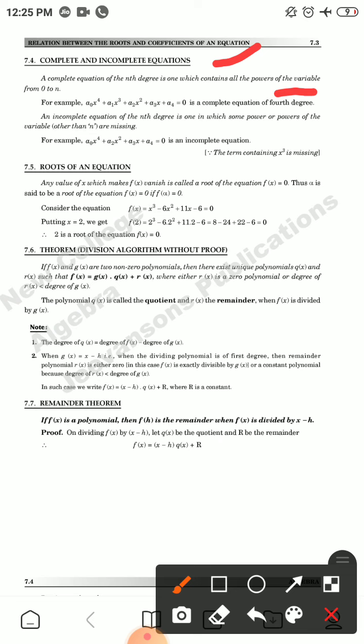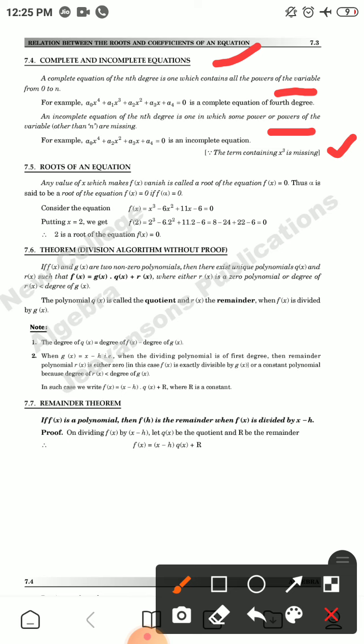An incomplete equation of the nth degree is one in which some power or powers of the variable other than n are missing. For example, a0 x^4 + a2 x^2 + a3 x + a4 = 0 is an incomplete equation since the term containing x cube is missing here.